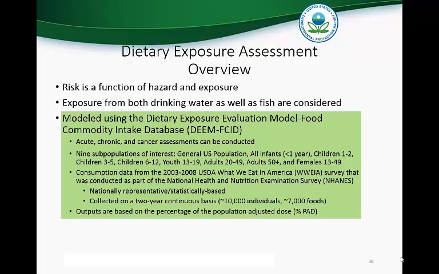In the model, consumption data from the 2003 to 2008 USDA What We Eat in America, or WWEIA, survey that was conducted as part of the National Health and Nutrition Examination Survey is where data is taken. It's nationally representative and statistically based, and the data is collected on a 2-year continuous basis based on approximately 10,000 individuals and about 7,000 different foods. Outputs are based on the percentage of the population adjusted dose, or percent PAD.